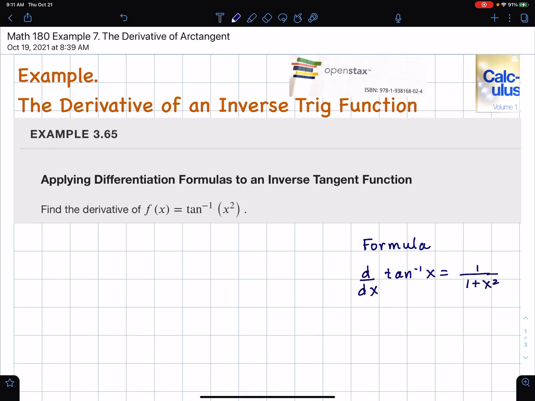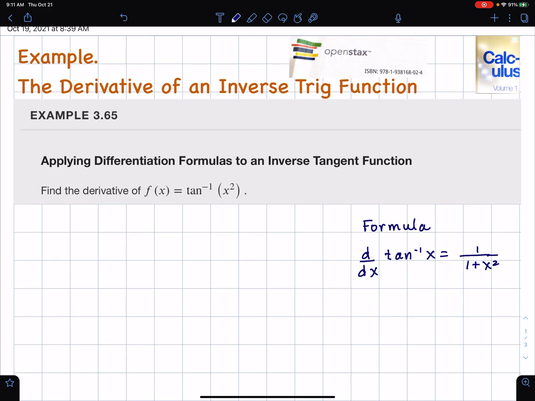So in our situation, what we have is y equals tangent inverse of u, where u is equal to x squared. Then when we take the derivative, y prime will be 1 over 1 plus u squared, u prime. And what's u prime? U prime is 2x.